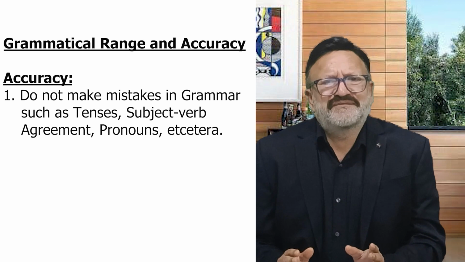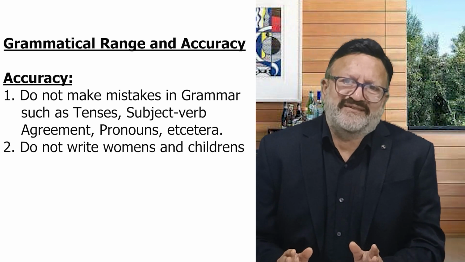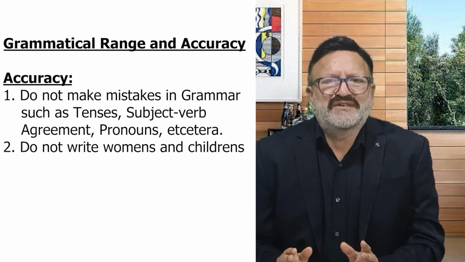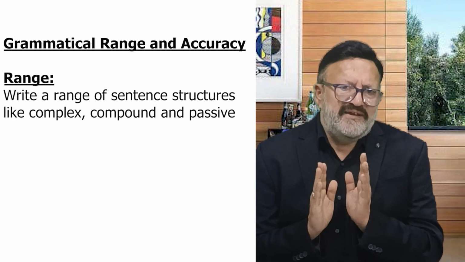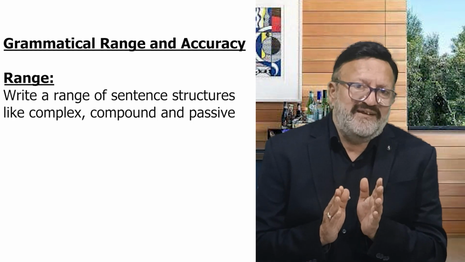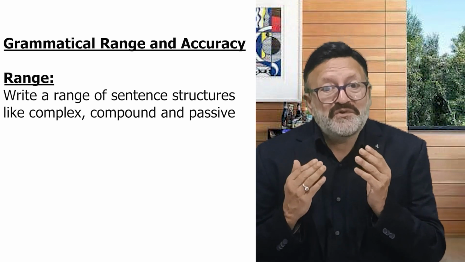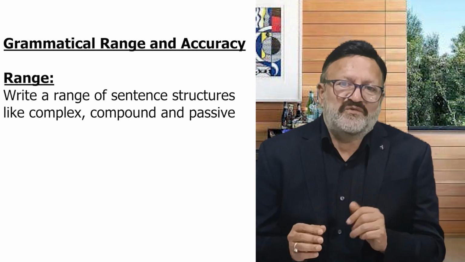One error which is very annoying to me is when children write women's and children's. There is no need to write s at the end of these words because they are already plural. So, grammatical range is a very vital section of this criteria and means that apart from writing simple sentences, you should also write complex sentences, passive sentences, and compound sentences.